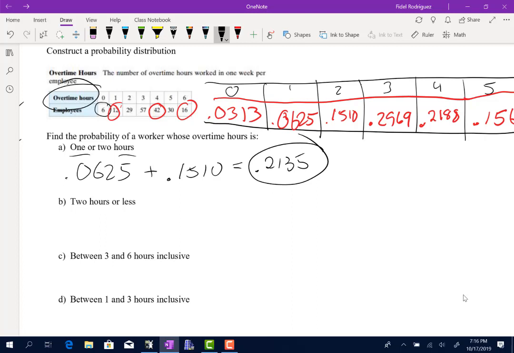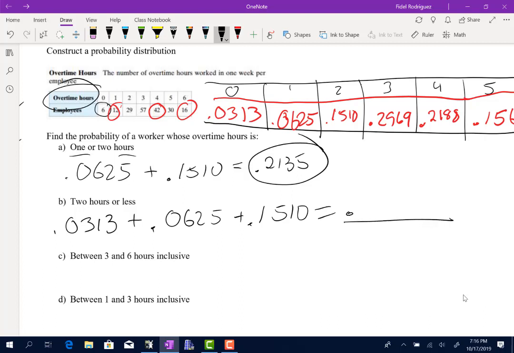Okay, guys, let me ask you a question. If we were going to do 2 hours or less, what numbers would I add up? The first 3, right? So 0.0313 plus 0.0625, and then plus what, 0.1510? Okay. Anybody know what you end up with?